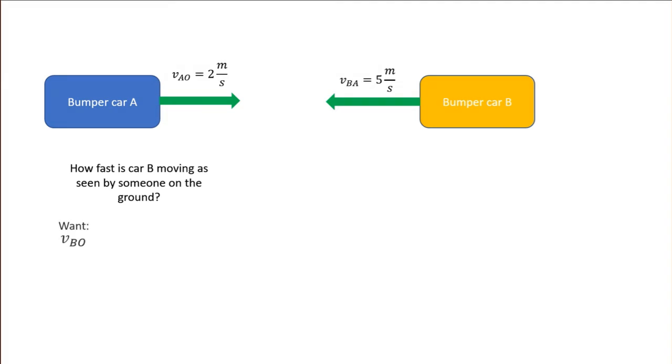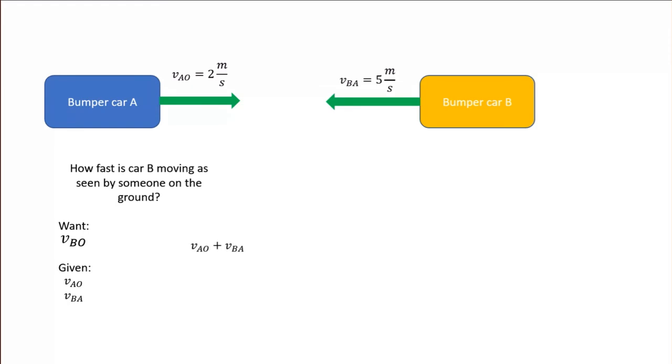So, what we want to solve for is VBO, which means the velocity of bumper car B as observed by someone standing at the origin, which is the unmoving ground. The information we are given is the velocity of car A as observed by the origin, and we are given the velocity of bumper car B as observed by A. With that information, we will write an equation where we add two velocities that share a letter. In this case, that will be A, which is shared by our two givens. So we add our givens together.